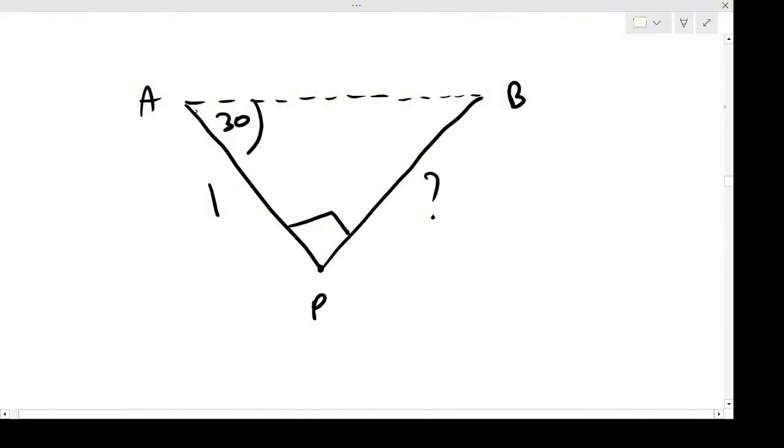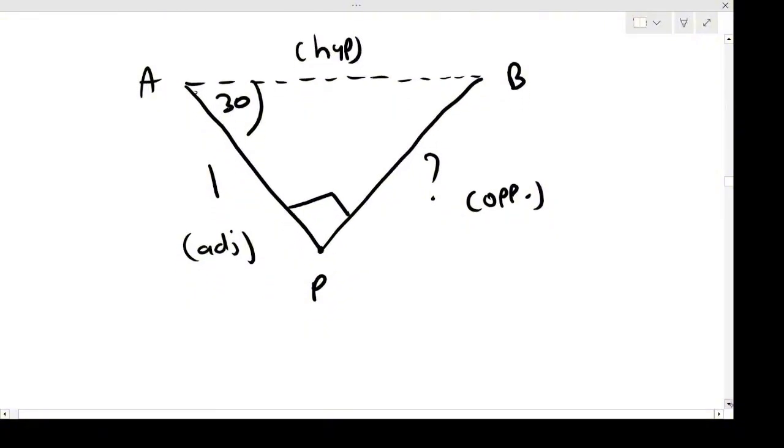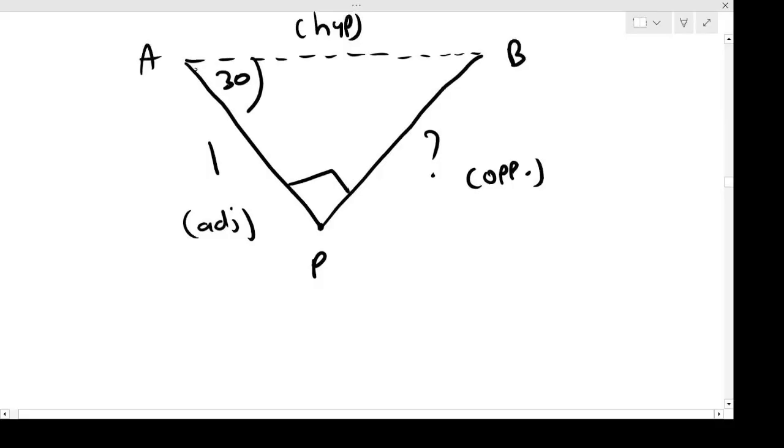So here we are. This is going to be the adjacent side. And this is going to be the opposite side. This would be the hypotenuse AB because it's opposite the right angle. Okay, remember, make sure you know your sides. Again, this right angle triangle looks a bit weird. So hopefully you understand how I've labelled the 3 sides here.